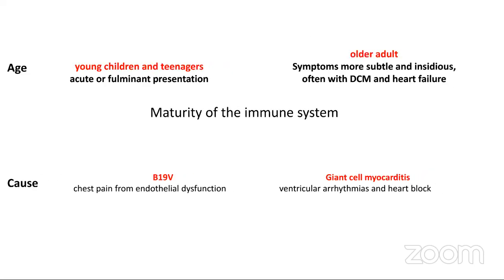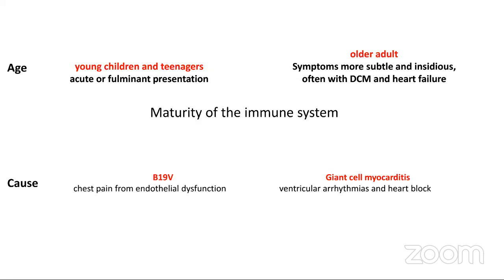As we said, the age of myocarditis is bimodal. In young children, the presentation is usually acute or fulminant. This is because the immune system is exposed to the antigen for the first time and its response is exuberant, leading to an exaggerated response. However, in the elderly group, the symptoms are more subtle. This is because of the tolerance of the immune system and the development of chronic inflammation or autoimmune reaction.